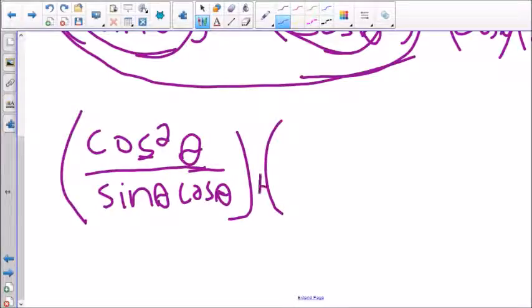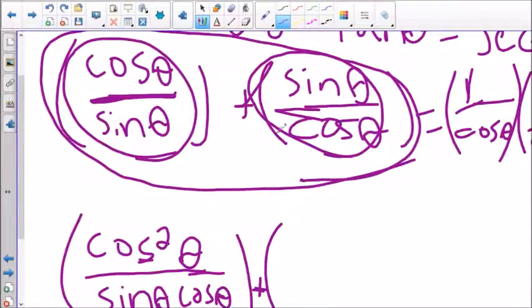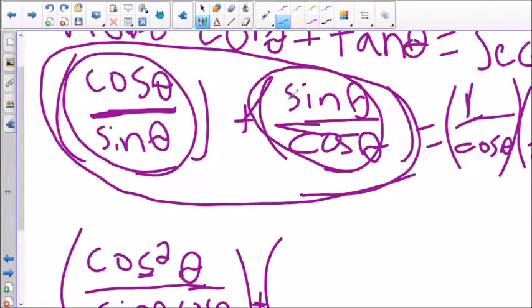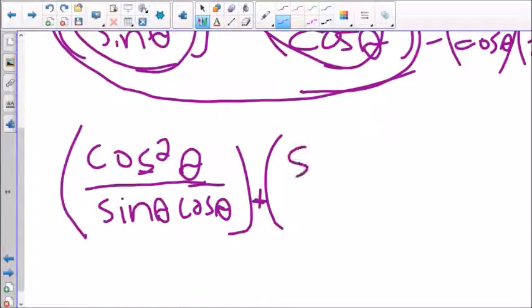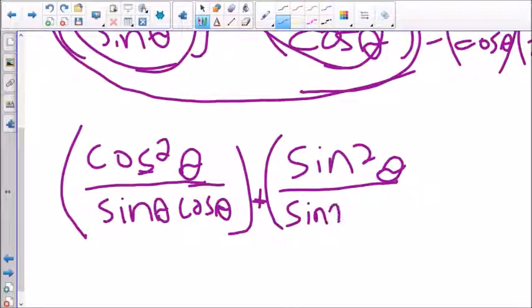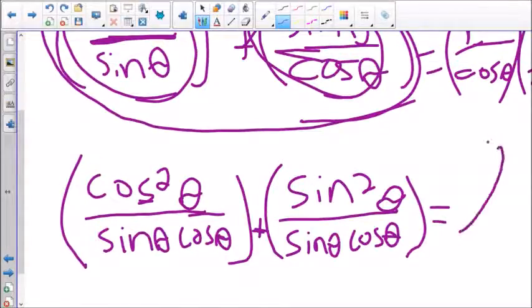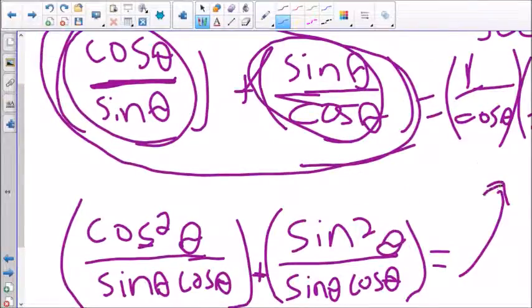Parentheses, plus. Then on this side, you would basically do the opposite. You would multiply the bottom by cosine and the top by sine, making this sine times sine, or sine squared theta, over sine theta times cosine theta. Parentheses, and equals that. Sorry about the arrow, that's terrible.